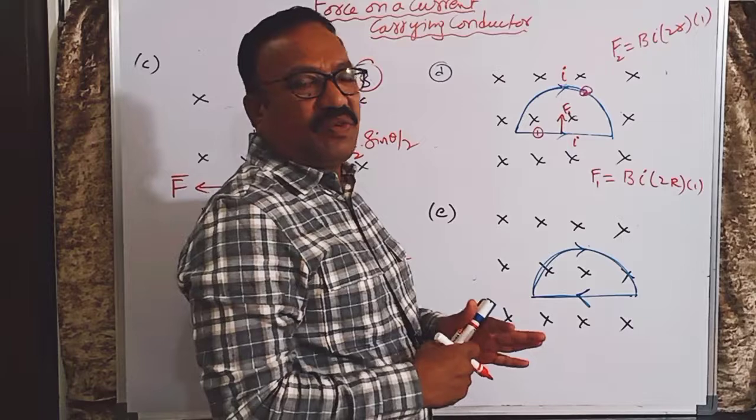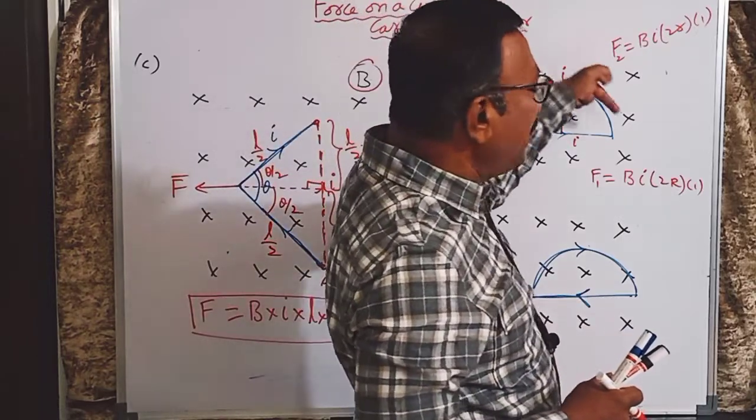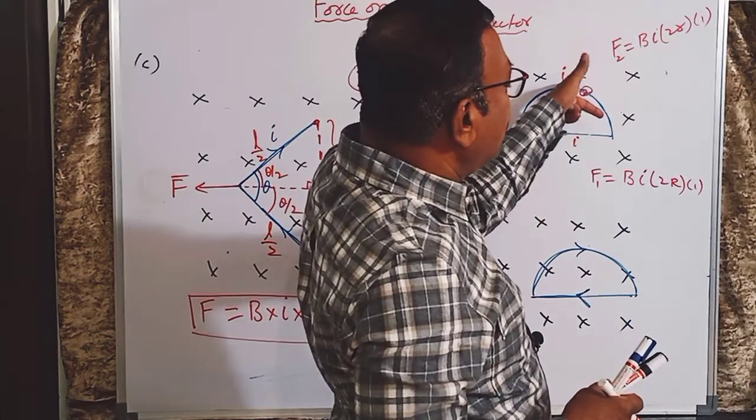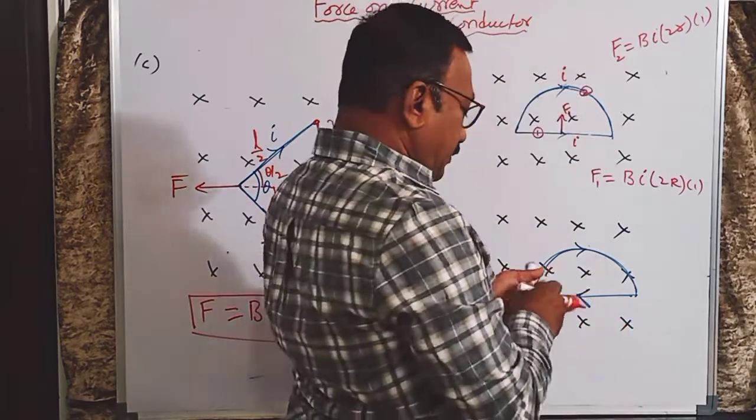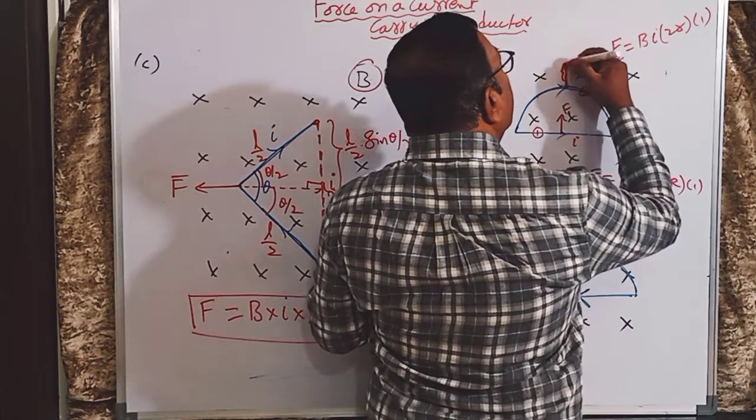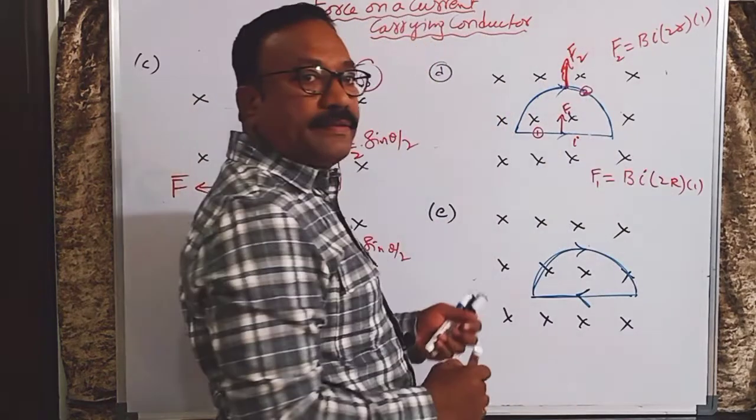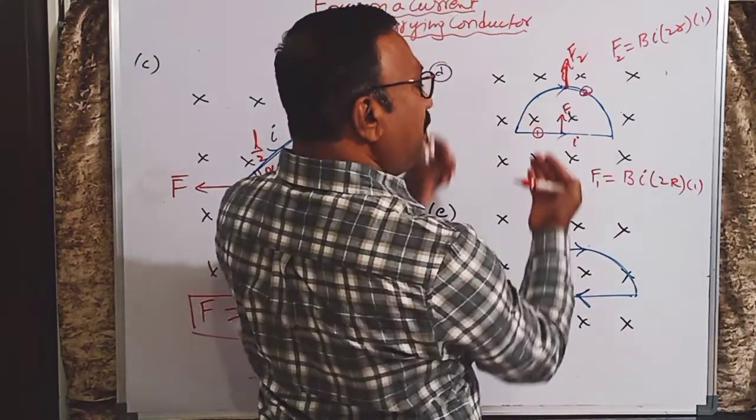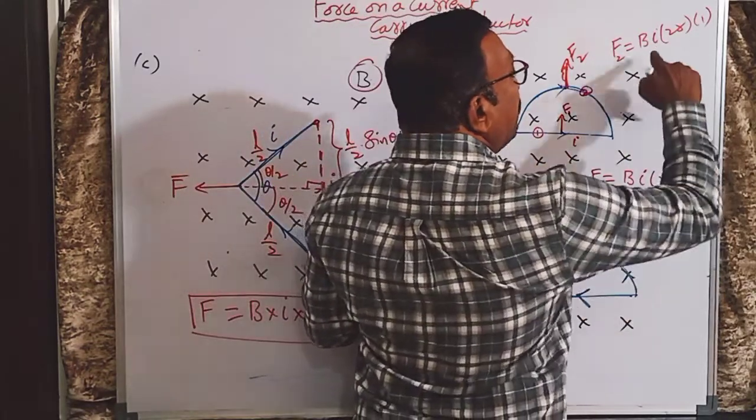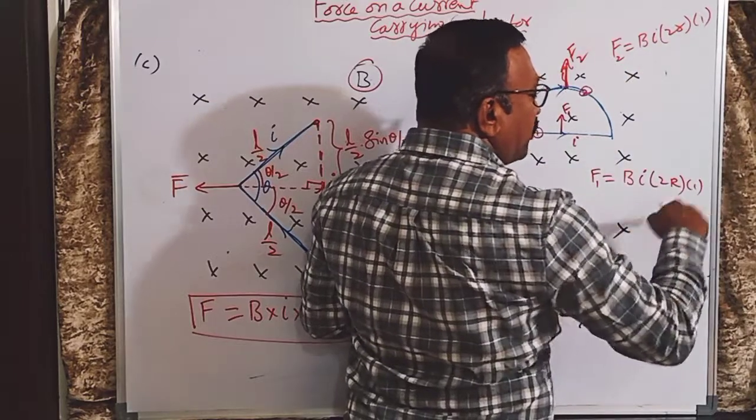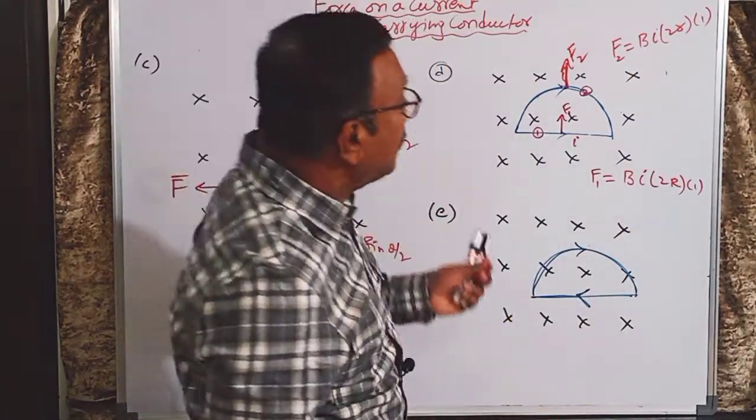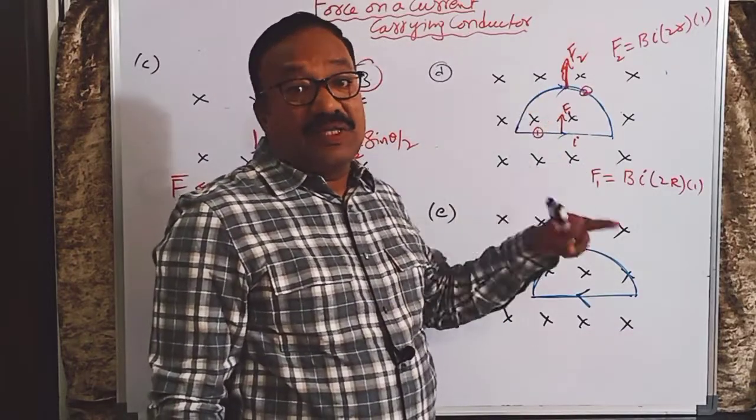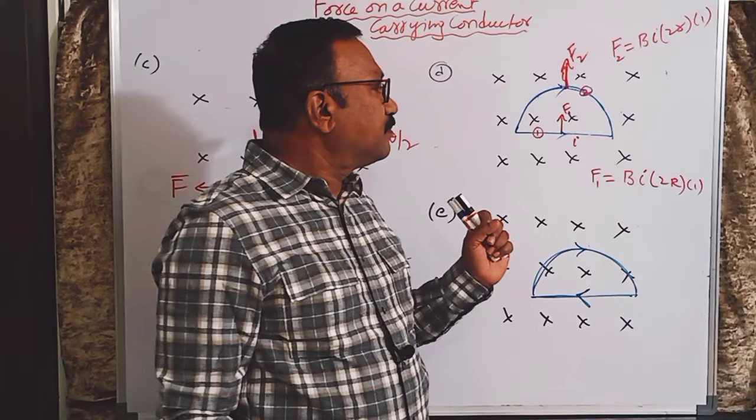In which direction is the force? The current is flowing like this, so an imaginary current is this way. The magnetic field is inward, the force is upward. So here the force will be acting upwards. What is the total force? F1 plus F2, because both are acting in the same direction. The total force is BI into 2R plus BI into 2R, that is 4 times BIR, acting on the loop. That total force can be equated to MA also.